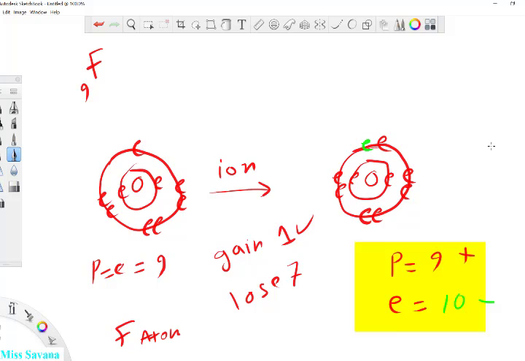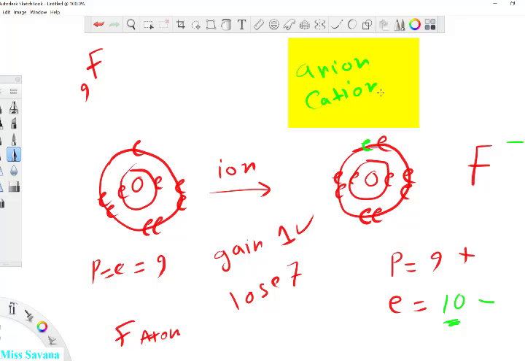So guys, tell me, what do you think about the fluorine? What sign is gonna be showing on the fluorine? Definitely, it's the negative charge, because I gain 1 electron, so I am higher. So what do you think? Is it anion or is it cation? You're right, it's anion. Why? Because the negative charge is showing on the fluorine ion. Okay, as simple as that.